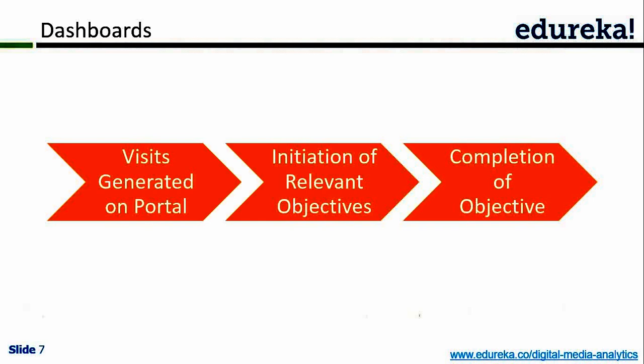The next stage is all the activities that they do. It's basically known as initiation of relevant objectives. The objective is the objective of my website. If I'm an e-commerce portal, the objective of my website is to sell. Any activity which can help me sell that product is known as initiation. Let's not take e-commerce, let's take a travel portal. Let's take TripAdvisor. The objective of TripAdvisor is to book a hotel.